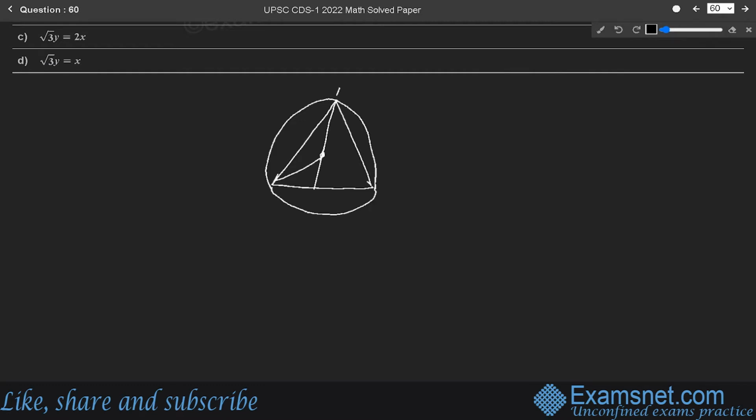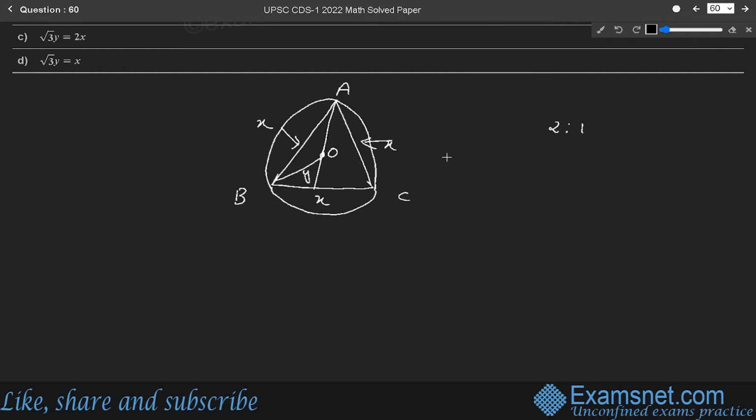The name of this triangle is ABC, the center is O, and according to the question these sides are x, x, x, and this is y. I hope the question is clear to you. There is a concept you need to understand for an equilateral triangle: all the centers, that is circumcenter, orthocenter, centroid, and incenter, lie at the same point. It means that the centroid divides the median in the ratio 2:1.